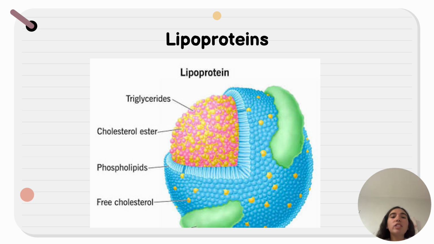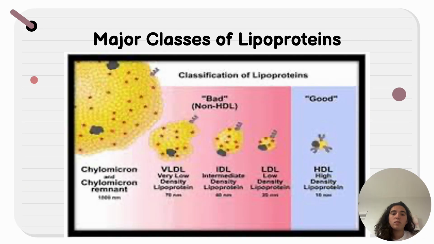Surrounding the core is a single layer of phospholipids, free cholesterol, and specific proteins called apolipoproteins, which stabilize the particle and allow it to interact with cells and enzymes. Together, this structure enables the solubilization and targeted delivery of lipids to tissues that need them for energy production, membrane synthesis, or even storage.